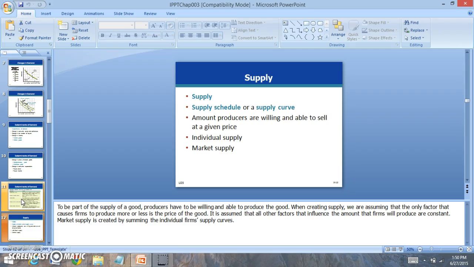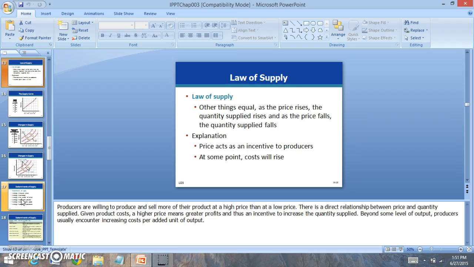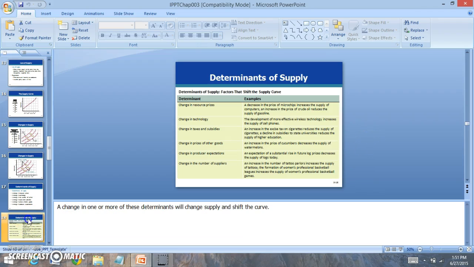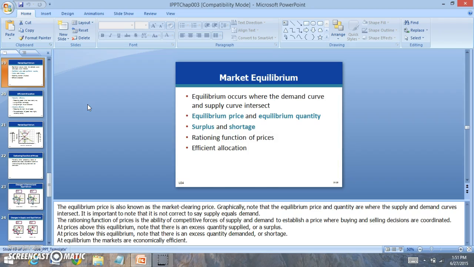Now, the next thing we want to focus on is the role of supply. Supply is looking at how much producers are willing to produce at various prices. That's the law of supply. The law of supply is an upward sloping curve between price and quantity supplied. You notice as the price increases, we want to supply more. Here are the determinants of supply. These determinants will cause a shift of the supply curve and not a movement along the supply curve.